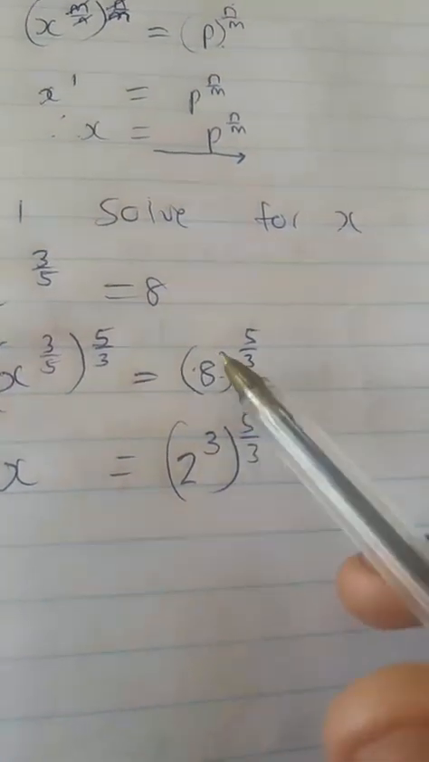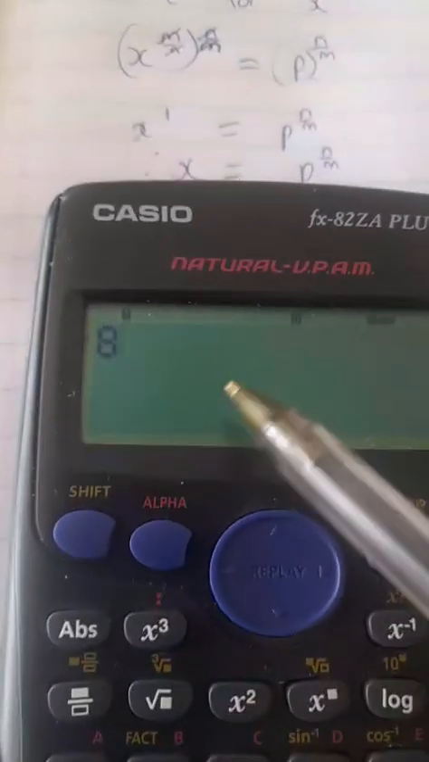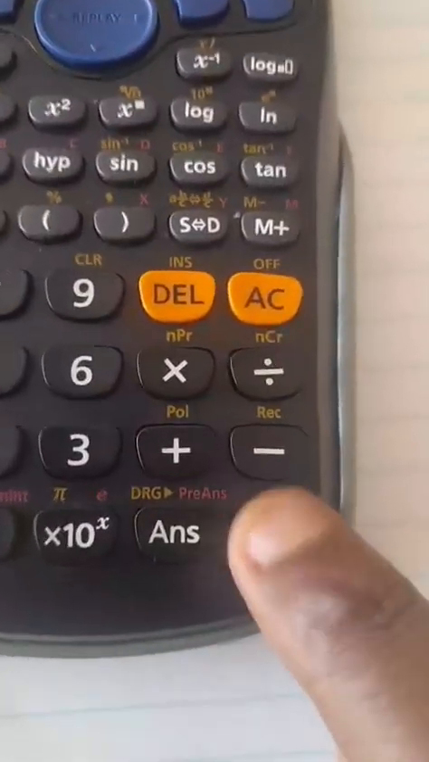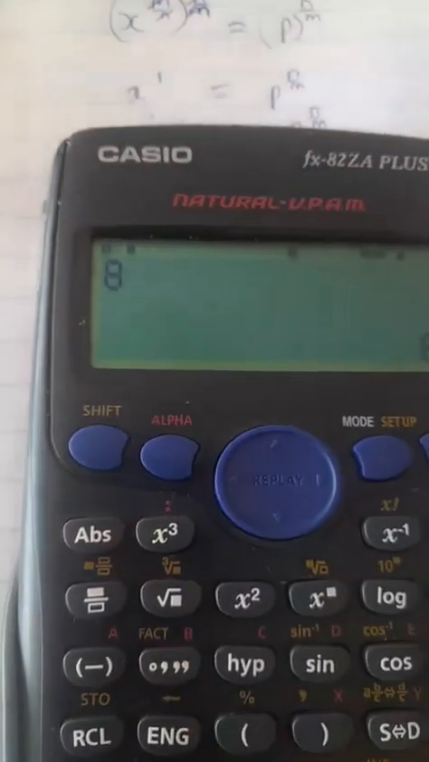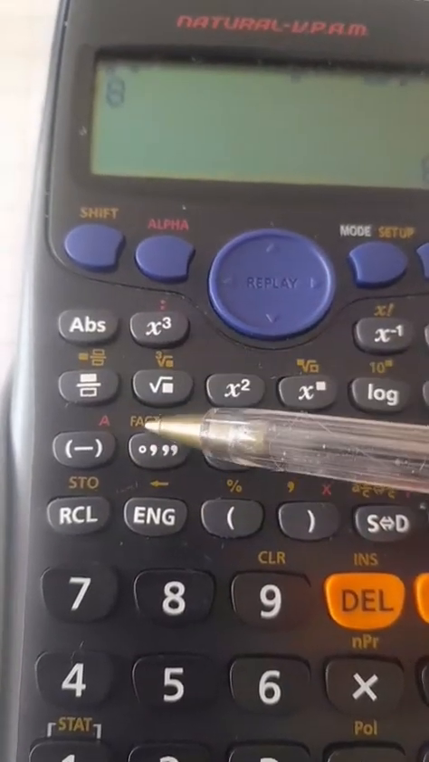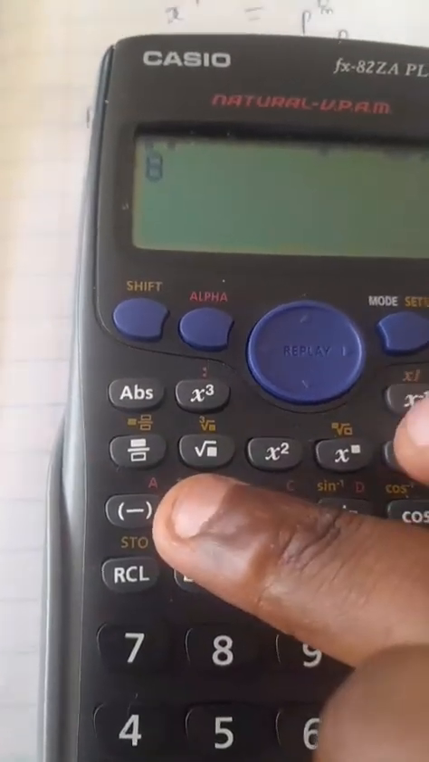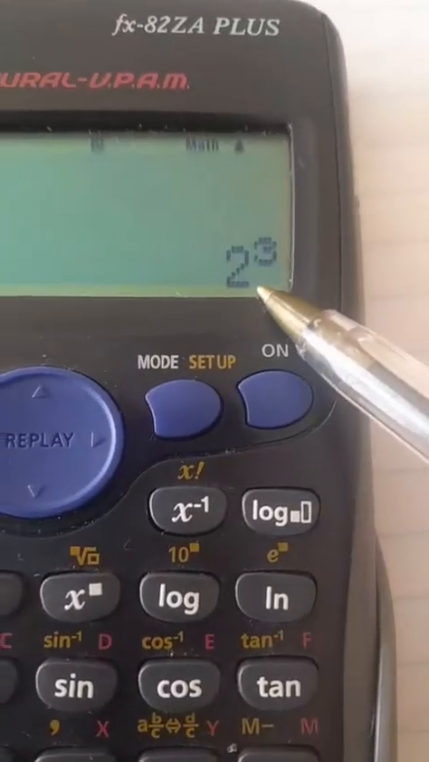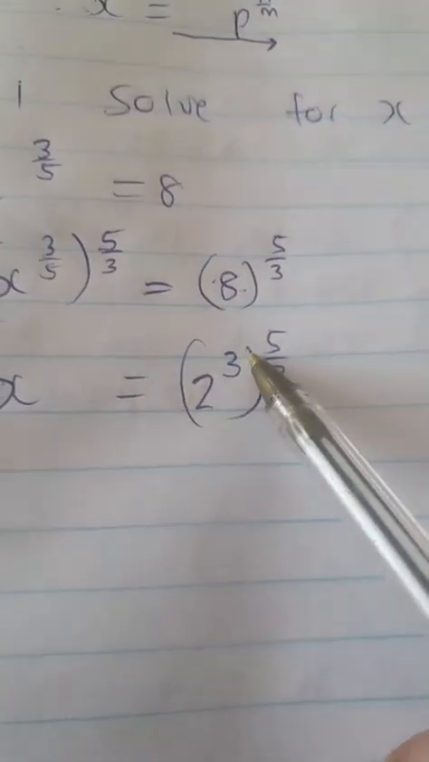If you don't know how to convert 8 to its prime base, go to your calculator and press 8, then equals. Then shift, which allows you to select all the yellow symbols above the buttons. Then press fact, and 8 becomes 2 to the power 3. That's why we convert the 8 to its prime base factorized, which is 2 to the power 3.